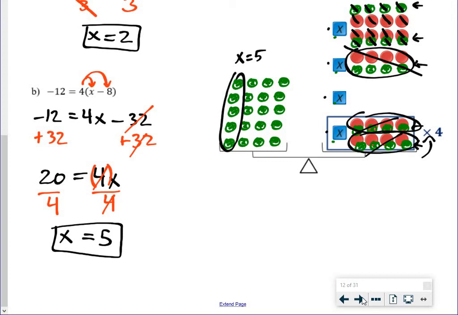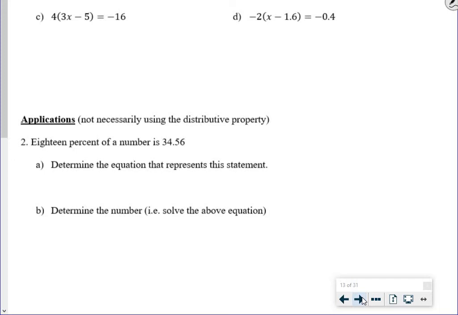Alright, moving on to the back. Next page, we've got 4 times 3x minus 5 equals negative 16. We're going to leave the models behind. By all means, though, if you want to continue using the model, please do. You can draw a set of scales to represent that question. But I'm just going to distribute the 4 into each thing. So I've got 4 times 3x, which is 12x, and 4 times negative 5, negative 20, and negative 16 on the right. I need to get rid of the 20. I need to work to get x on its own. 20 minus itself is 0.